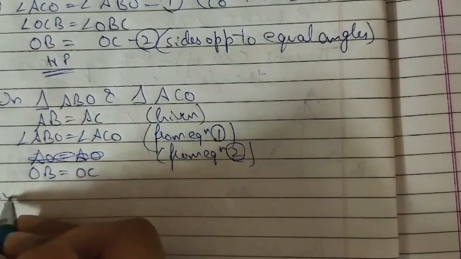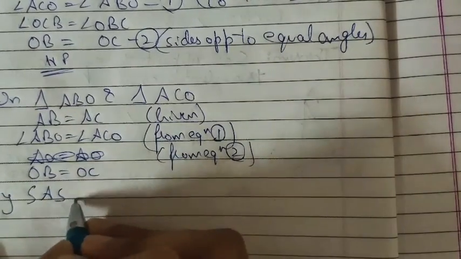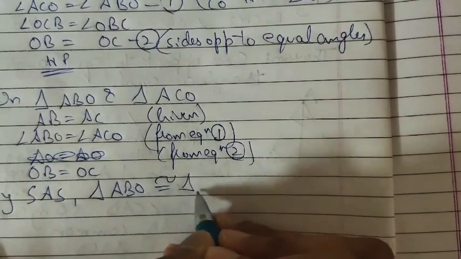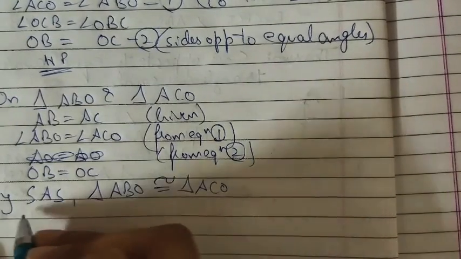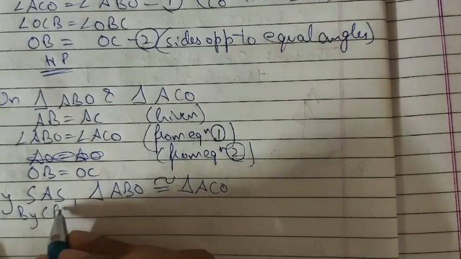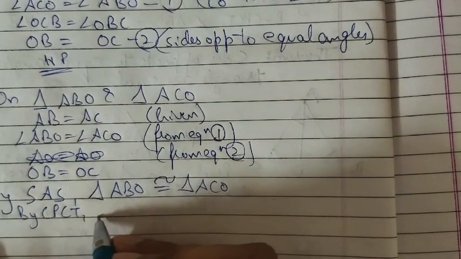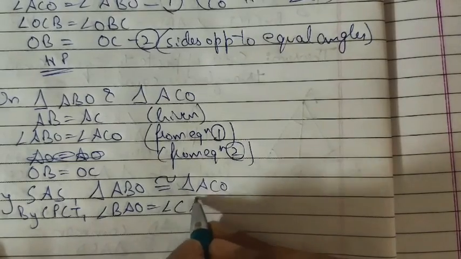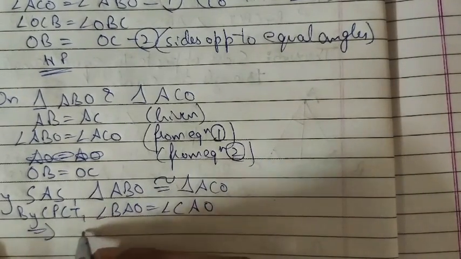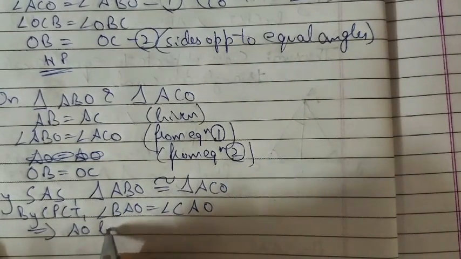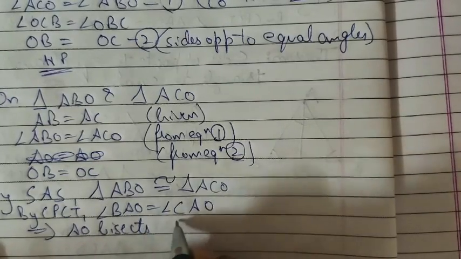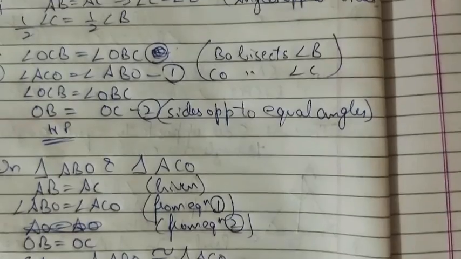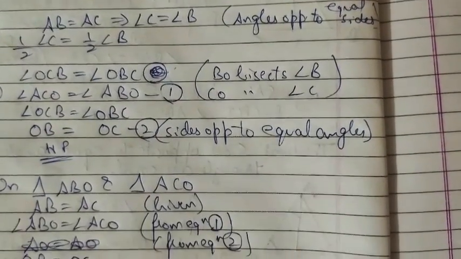So by side angle side, triangle ABO is congruent to triangle ACO. So by CPCT, corresponding parts of congruent triangles, angle BAO is equal to angle CAO. So this implies AO bisects angle A. So this we have proved, right? Question number first.